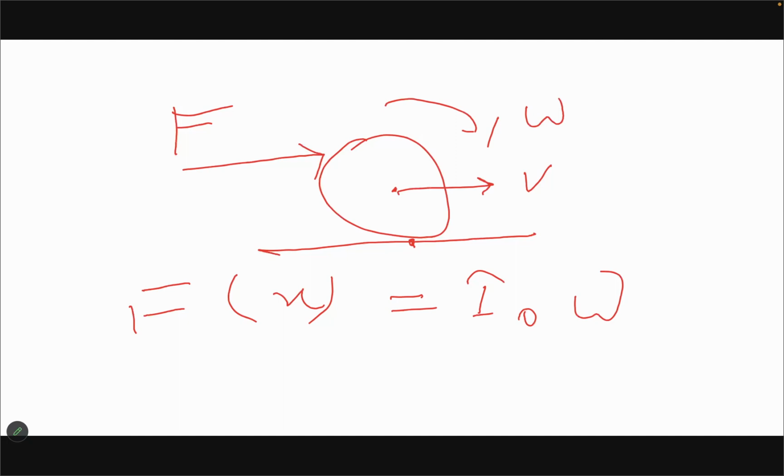Yes, sir. F into X is equal to I into alpha, by the way, not I into omega, right? Sorry, yes, correct. So this is what the first one is to read, and the second one, F is equal to what to us? Force is equal to mass into acceleration, right? So m into ACM, right? Okay.